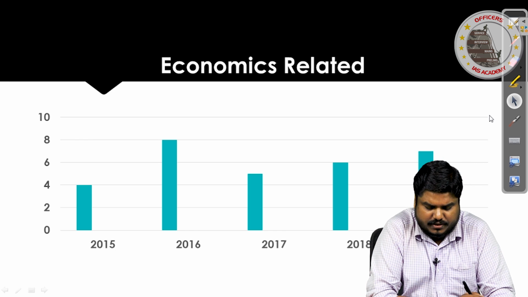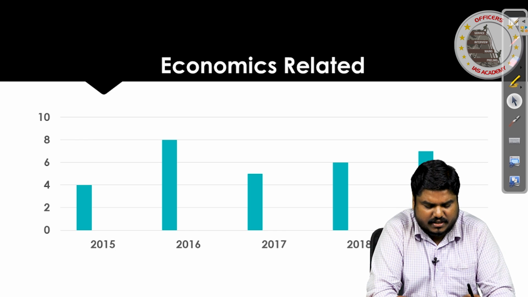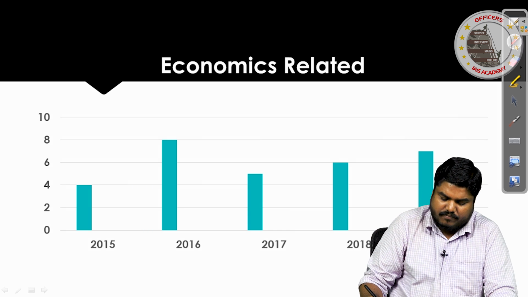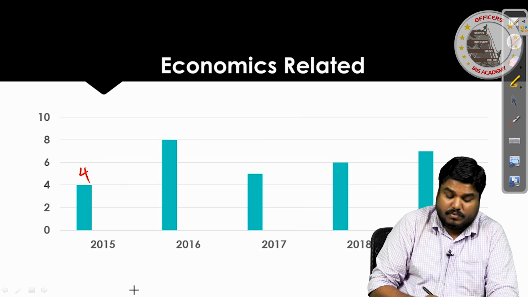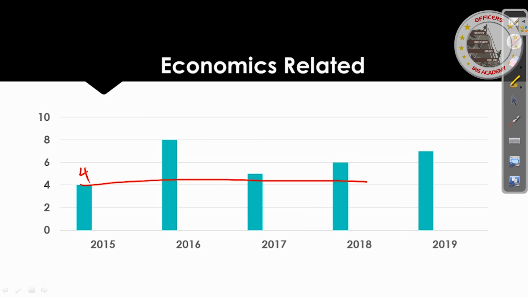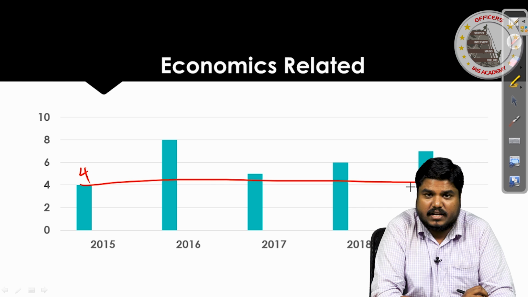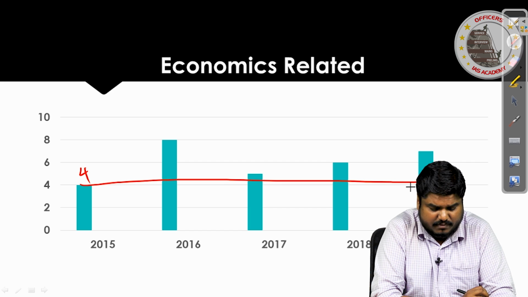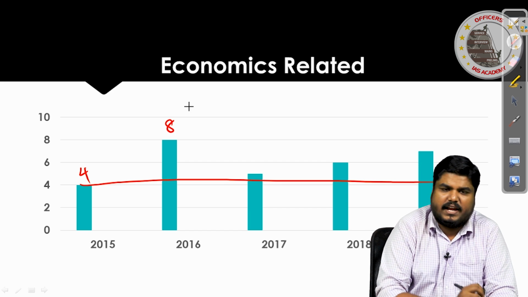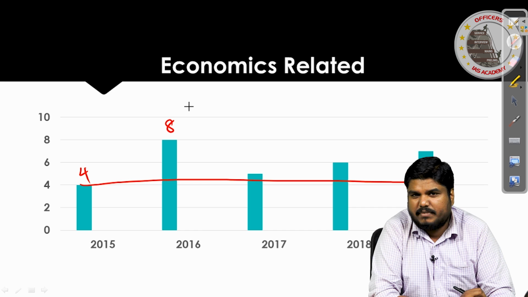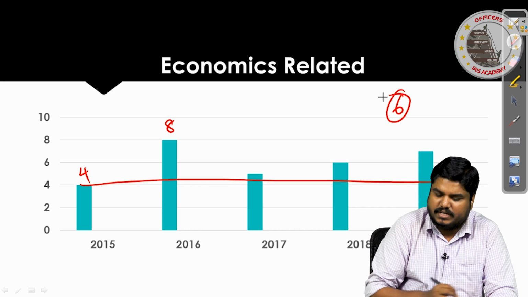So, the next one which we have analyzed is the economy related current affairs. Here, minimum they have asked 4 questions. One thing we are able to observe consistently, they are asking 4 or more questions in all these years, right. So, minimum number of questions asked is 4 and maximum number of questions asked is 8. So, we can comfortably expect a minimum of 6 questions in 2020 prelims.